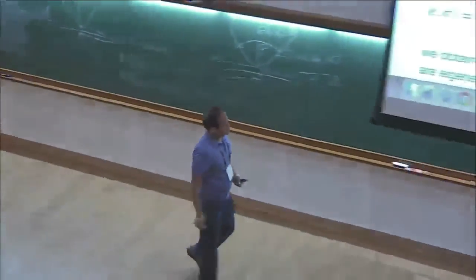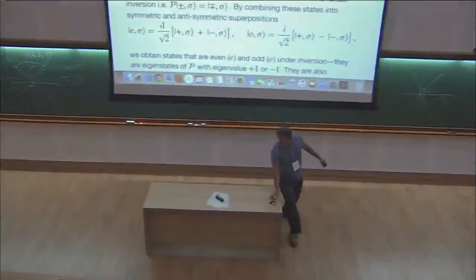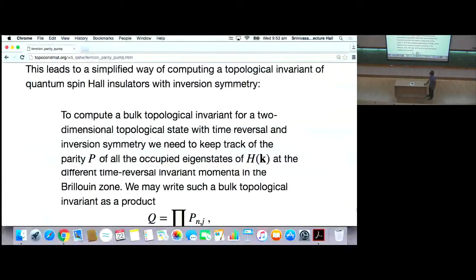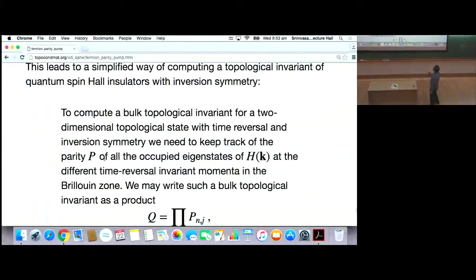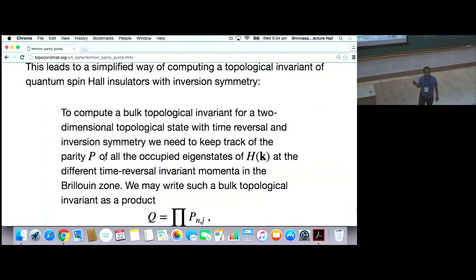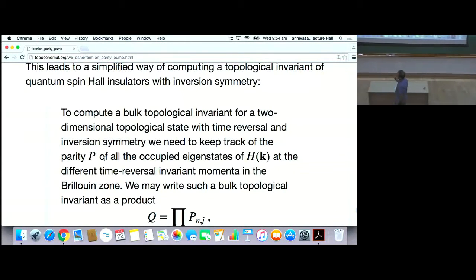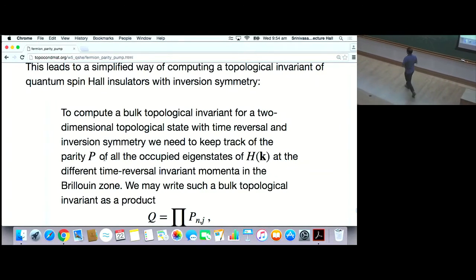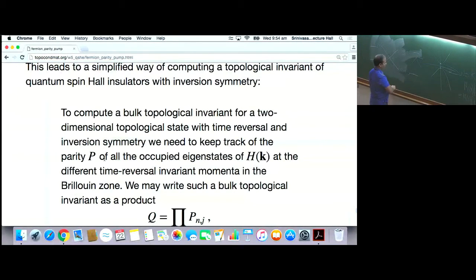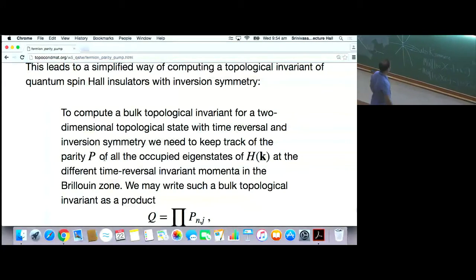So the final conclusion, let me see, I should have it written out emphatically somewhere, is this. When you have inversion symmetry for a Z2 topology, for the quantum spin Hall system, all you need to ask yourself is how many odd parity states are occupied. You need to count how many odd parity states are occupied. Right? So that's the ultimate conclusion.